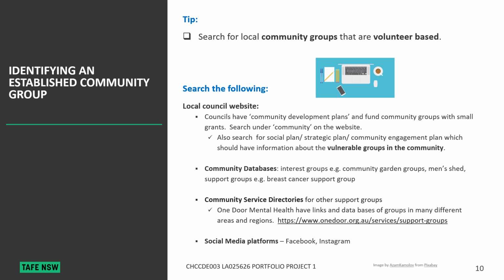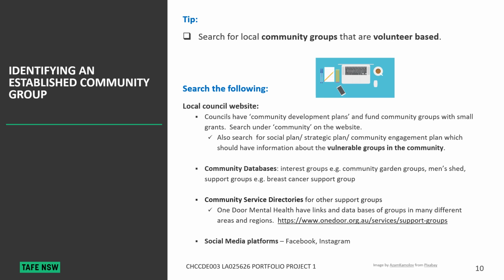Interest groups might be a community garden group, which we've mentioned before. The men's shed. The men's sheds are groups of men that meet regularly, and there are many of them meeting throughout the country. So you could base your research on one of those groups. You could look for groups like breast cancer support groups. So there's a range of different groups in the area that are focusing on health issues.